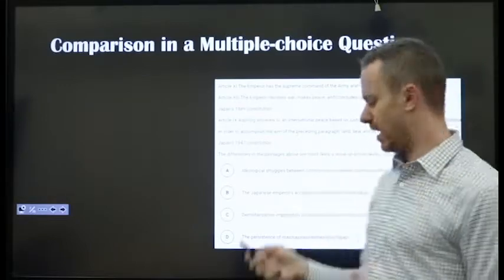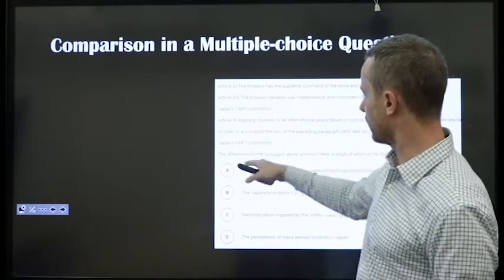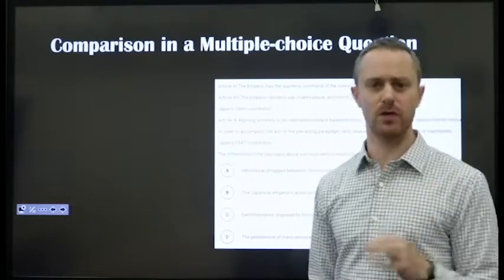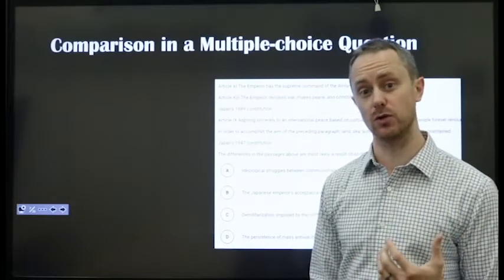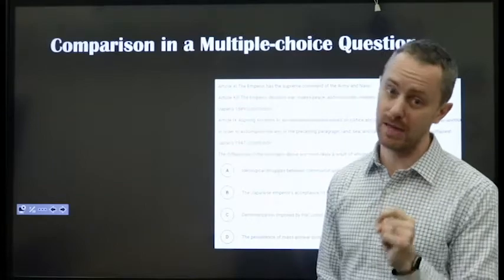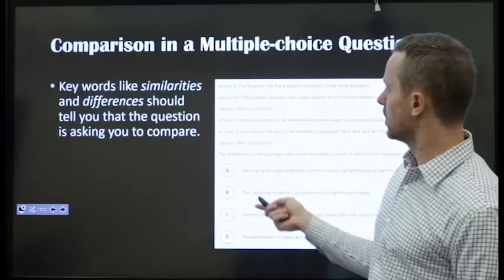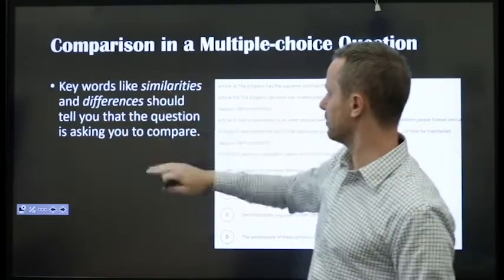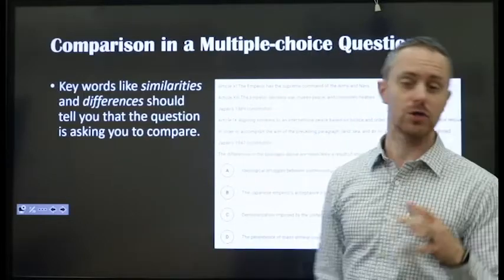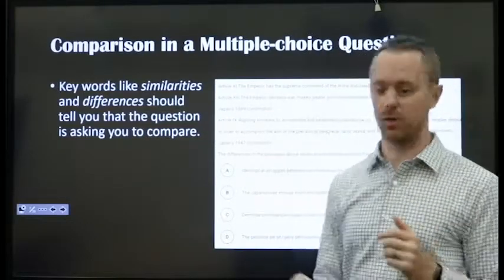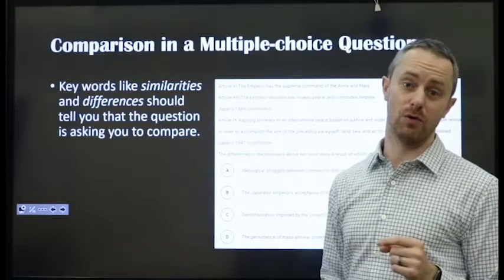It's not the point. I want to just highlight this word differences because that is a clue word that you are going to see on a variety of multiple choice questions that tells you you are now comparing. And so it's important to look for those types of words like similarities, like differences, in order to understand what thinking skill you're then applying. That way you can do it more effectively.